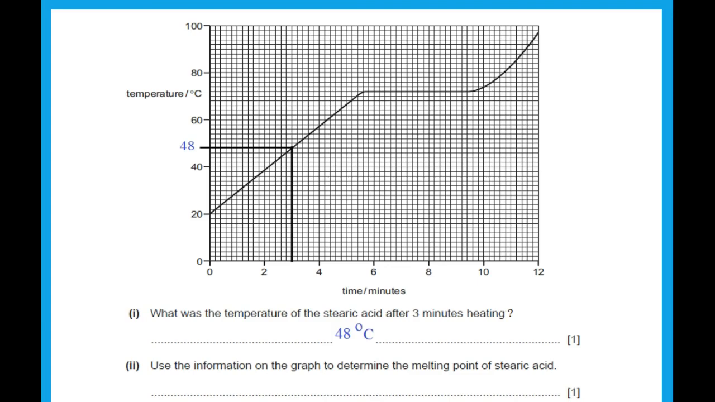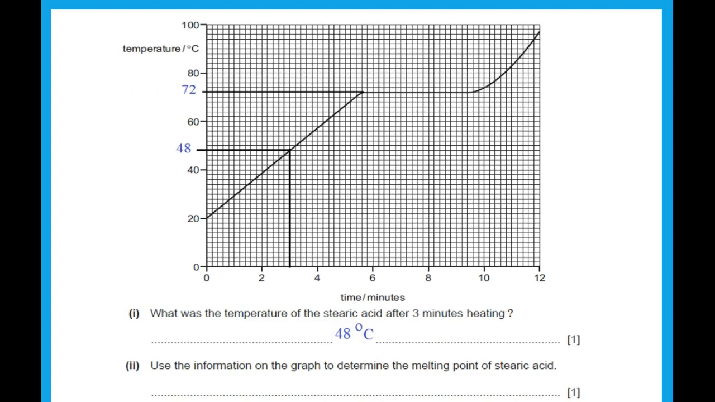Okay. Use the information on the graph to determine the melting point of stearic acid. Again, where is the melting point? The melting point is that straight part in the graph. So you draw a line from that straight part on the graph to the temperature and decide what that temperature is. If you take a look at it, it is 72 degrees centigrade. Did you get this correctly?